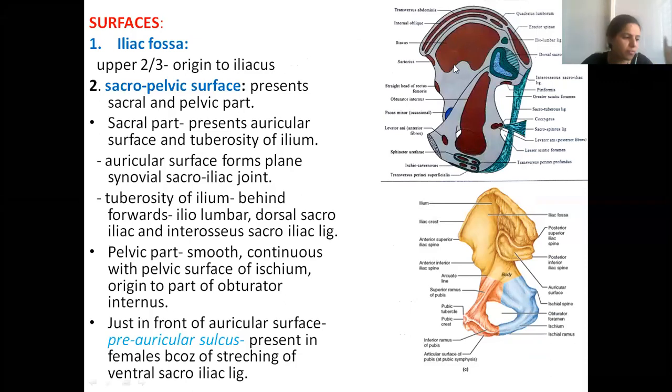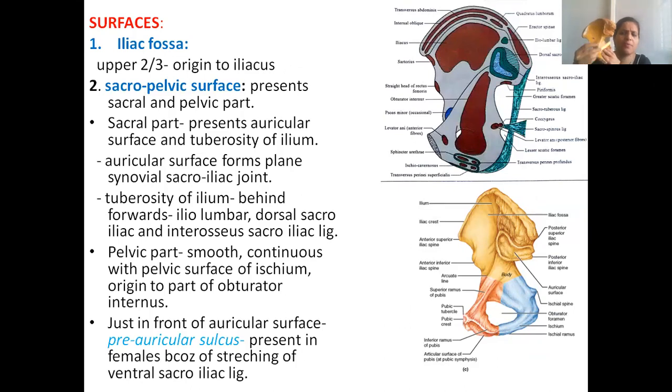Then this is the iliac fossa. I said this is a fossa-like structure. The upper 2/3 of the iliac fossa, what is it giving origin to? Iliacus. This surface, which is quite rough, is the sacropelvic surface. It has two parts: a sacral part and a pelvic part.